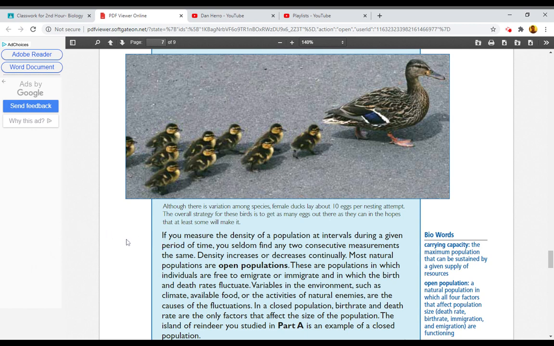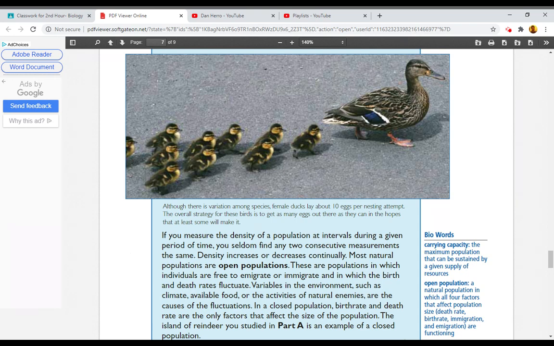If you measure the density of a population at intervals during a given period of time, you seldom find any two consecutive measurements the same. Density increases or decreases continually.